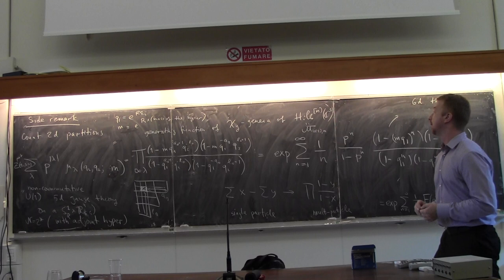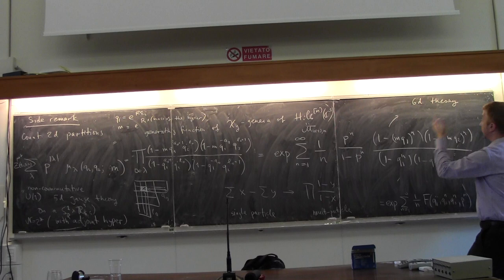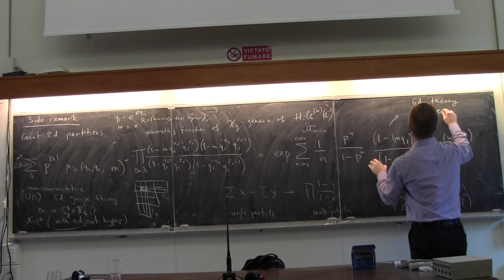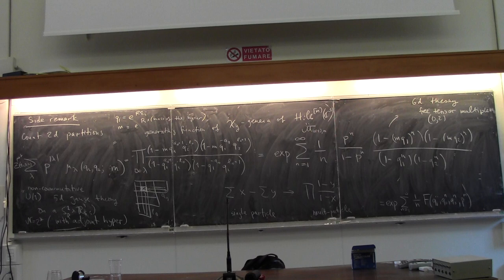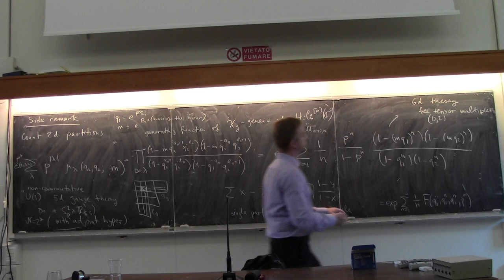You recover the free field structure, and so this free field now is a free tensor multiplet with (2,0) supersymmetry in six dimensions. So now this tensor multiplet lives in geometry of the form T2 cross R4.